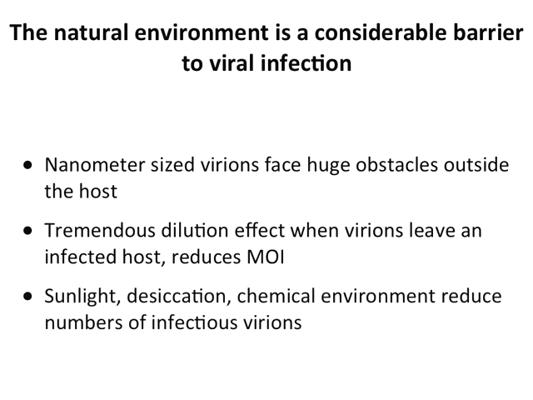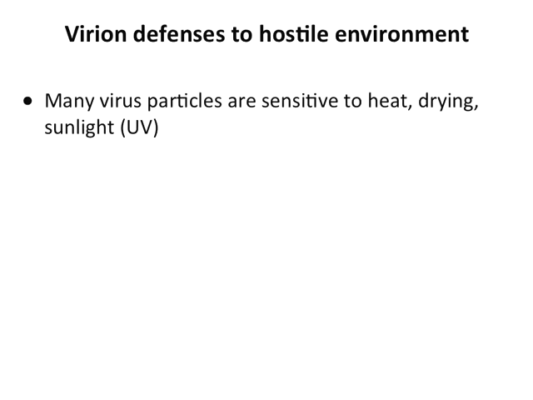Sunlight is bad for viruses. The UV light will inactivate the genome. It will also dry it out. And a lot of viruses can't take that. The chemical environment can also reduce the numbers of infectious viruses. Many viruses are sensitive to heat, drying, and sunlight.